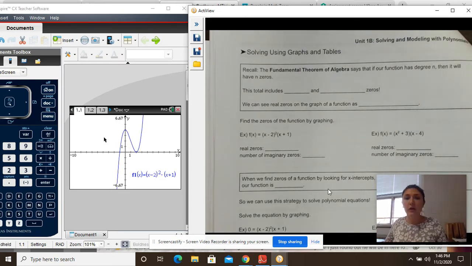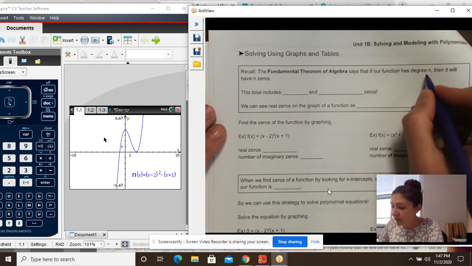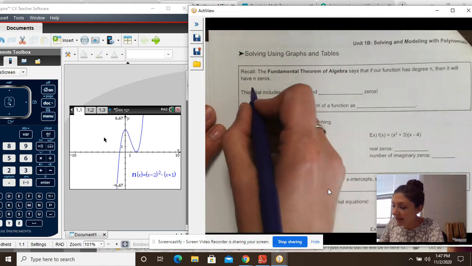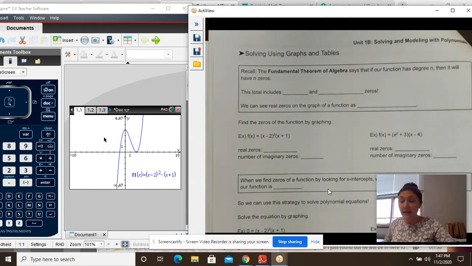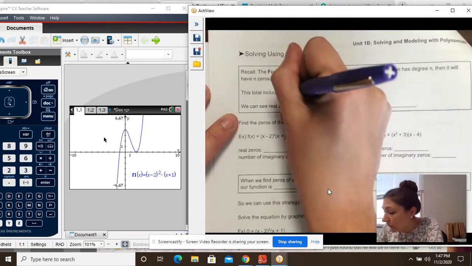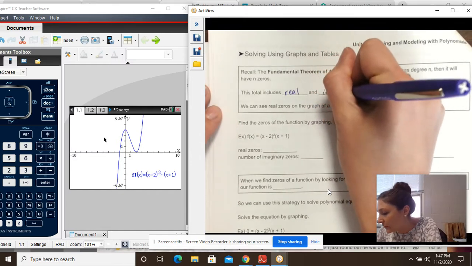So if you remember, one of the first things that we talked about in this unit was something called the fundamental theorem of algebra. That theorem says that whatever the degree of our function happens to be, that will be the number of zeros that we have. So if our degree is 10, we should expect to have 10 zeros for our function. This total includes both real zeros and imaginary zeros.